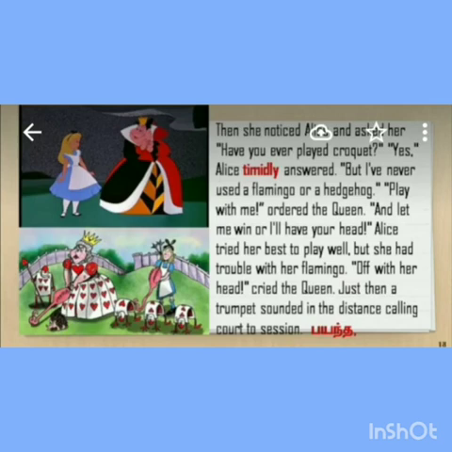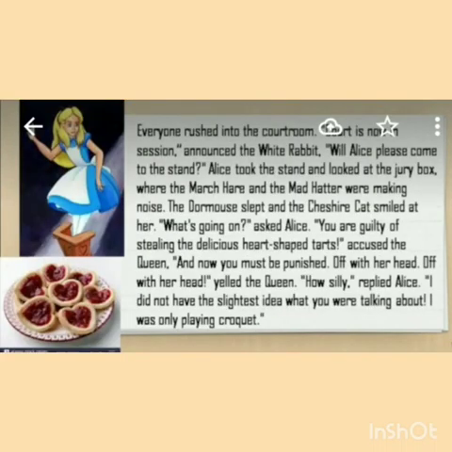Okay, have you all understood? See the next one. Everyone rushed into the courtroom, so all are going, and the court is now in session, announced the White Rabbit. Alice, come to the stand. So now all are going to see what is going to happen to this little girl. Alice took the stand and looked at the jury box where the March Hare and Mad Hatter were making noise. So she is going to the courtroom and she is standing.